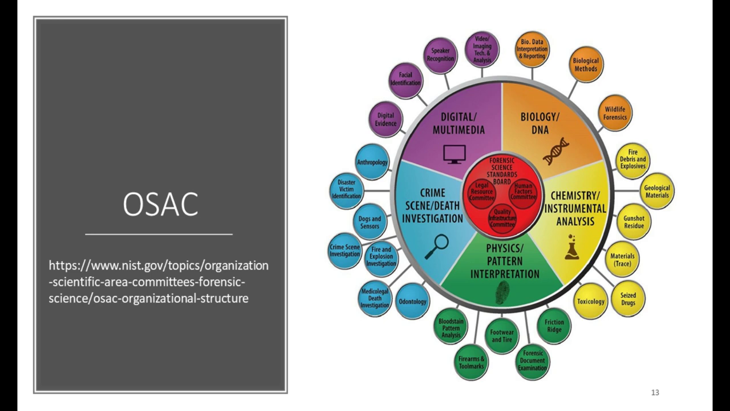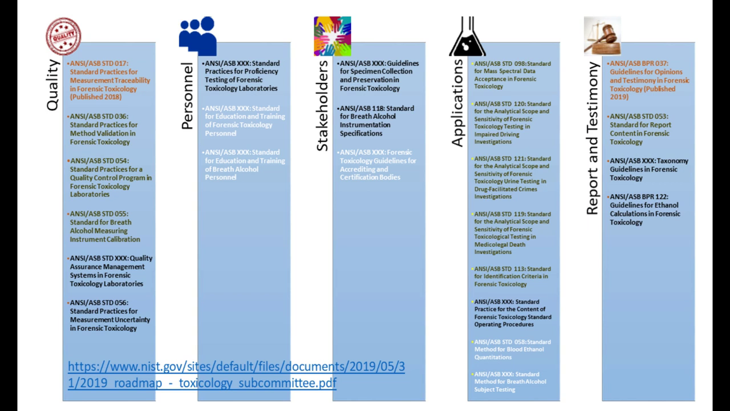The Organization of Scientific Area Committees, as I mentioned before, is a group of forensic practitioners and other individuals, including universities, researchers, consumer manufacturers, and there are 25 discipline-specific groups among 5 scientific area committees. The toxicology group is part of the chemistry instrumental analysis group. The toxicology group subcommittee is focused on foundational documents to improve the practice of forensic toxicology and assure minimum policies and practices are in place.